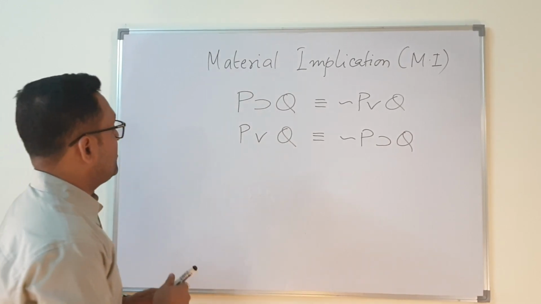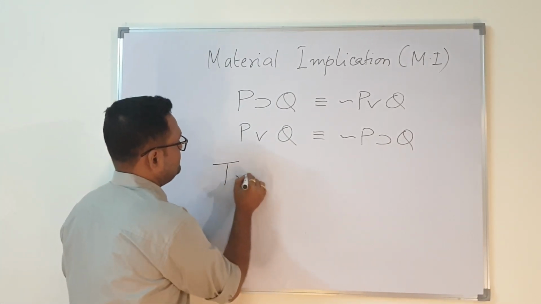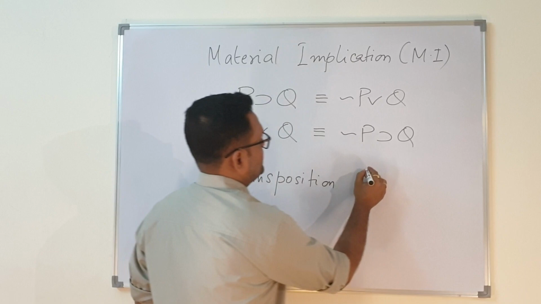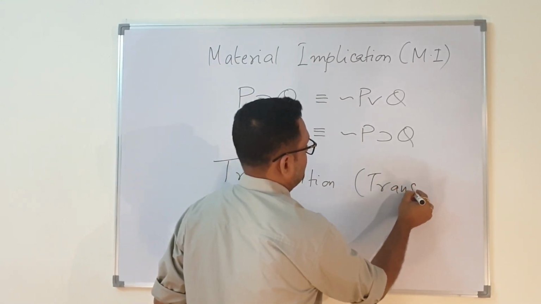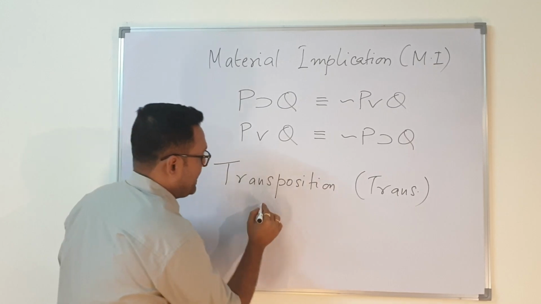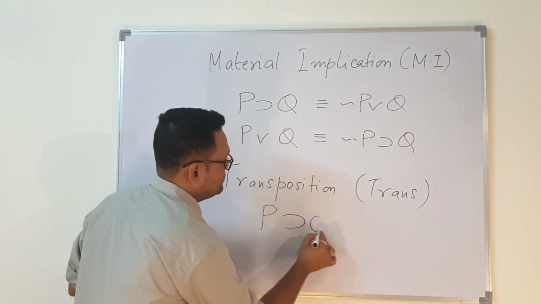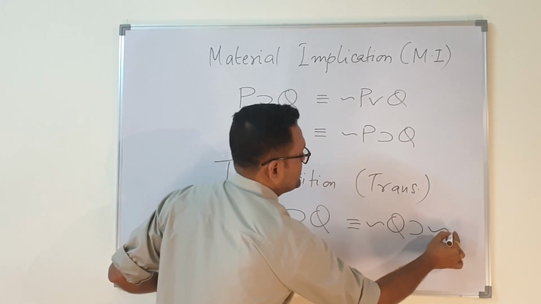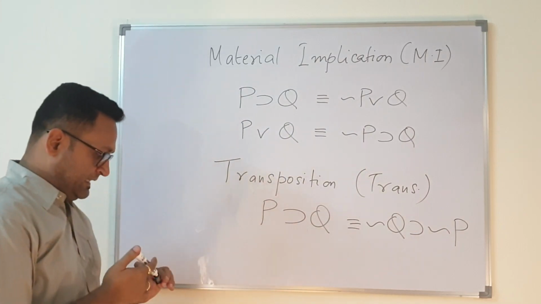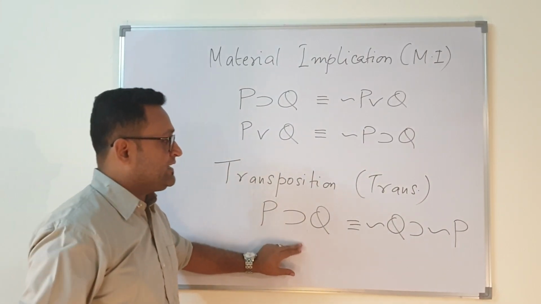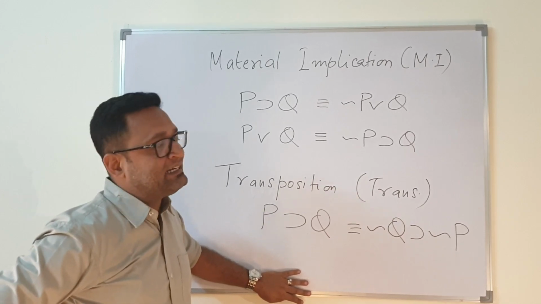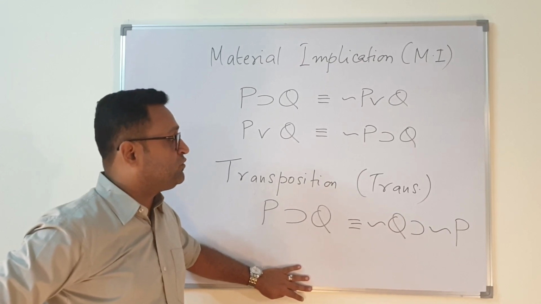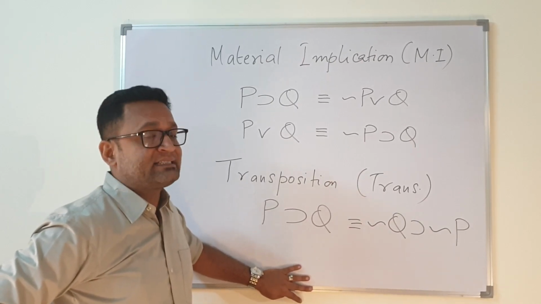Okay, now let us talk about transposition. Transposition, the short form is trans. If you have P implies Q, it is equivalent to negation of Q implies negation of P. So you see that in case of implication, it is not following the rule of commutation, right? So P implies Q is not equivalent to Q implies P. Rather, P implies Q is equivalent to negation of Q implies negation of P.